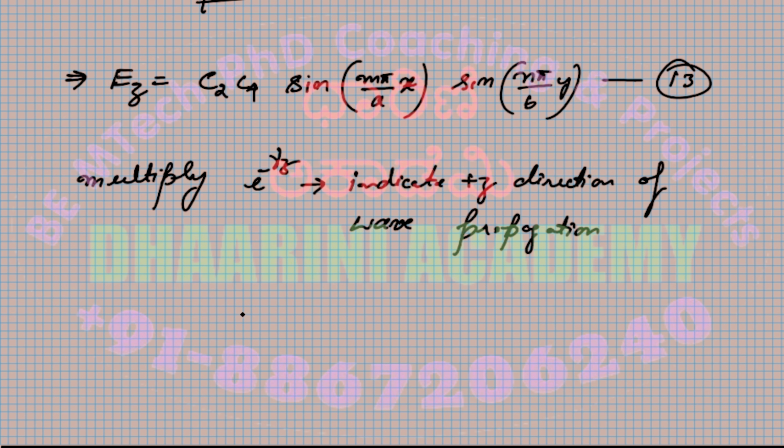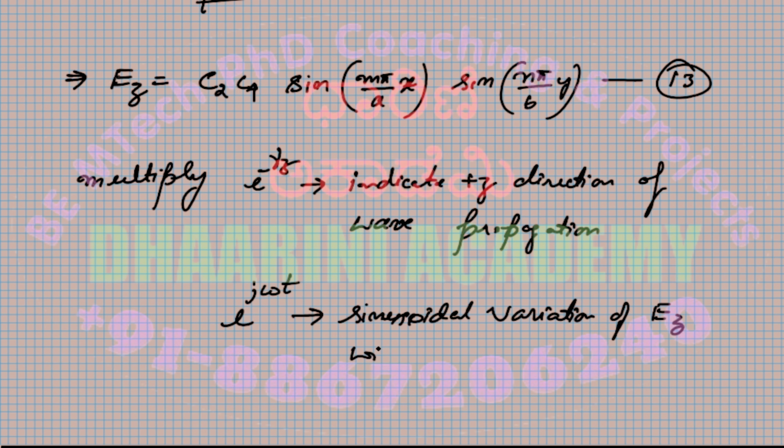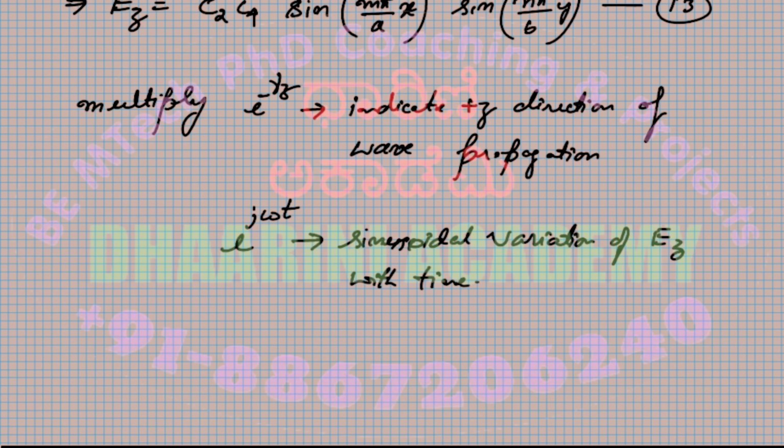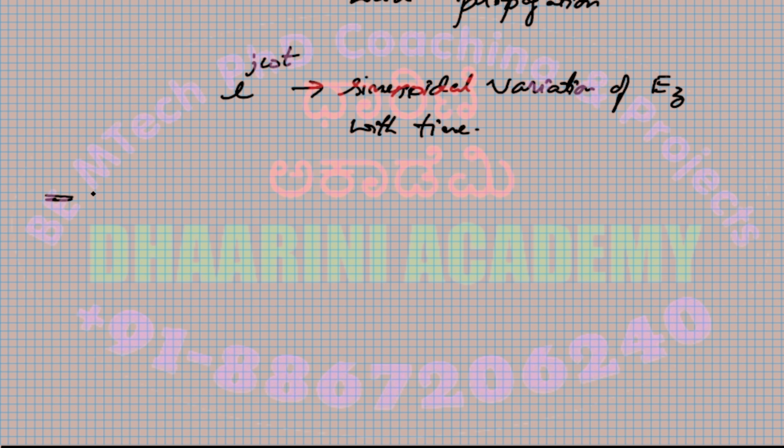So now I'll add the time component. Time cannot be decreasing, time is increasing. So you are always writing e to the power j omega t. This is representing the sinusoidal variations of Ez with time. That's the last part we are doing here. So that implies equation 13, which we just wrote. So update equation number 13 here.